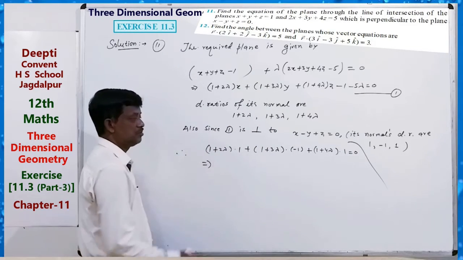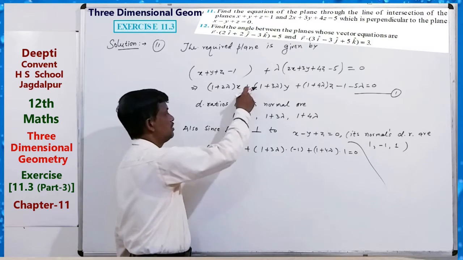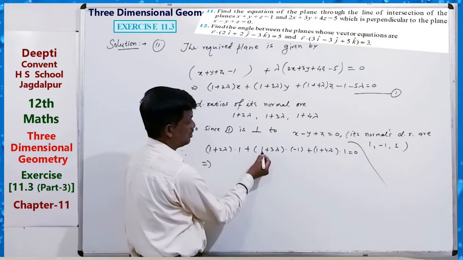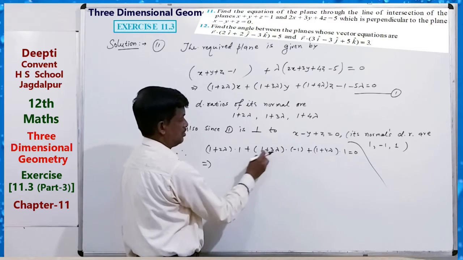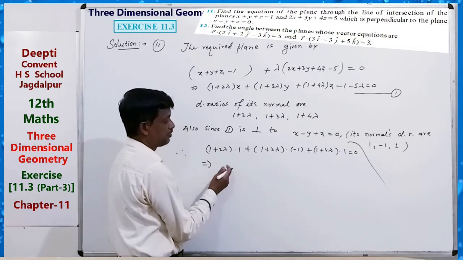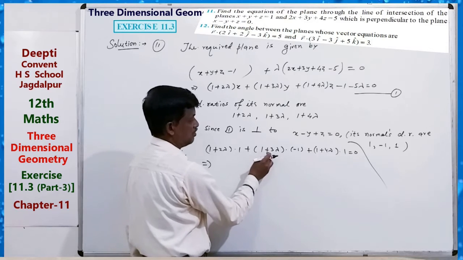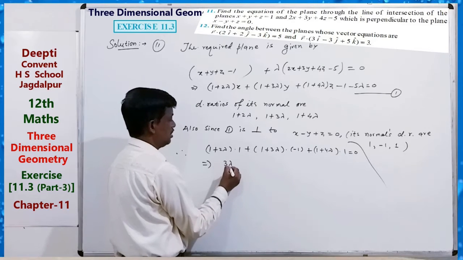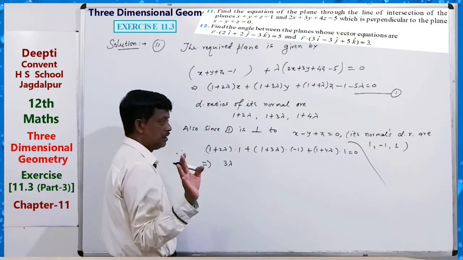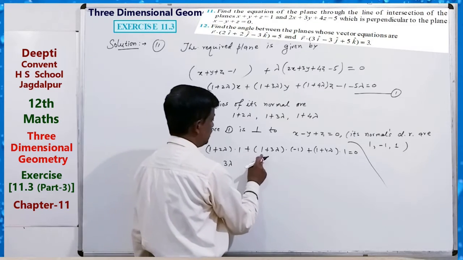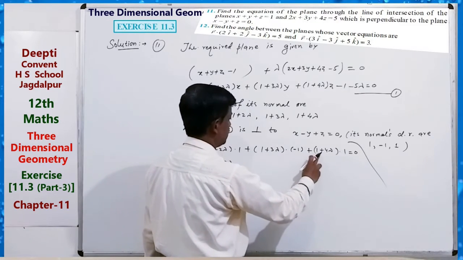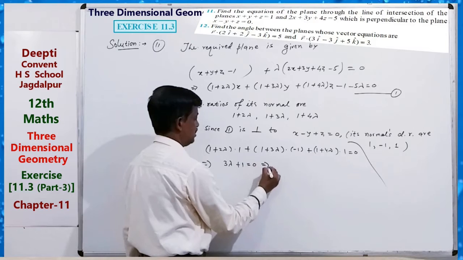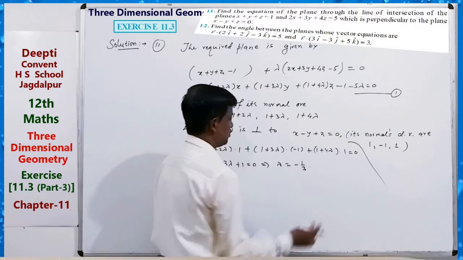Solving it, we can find the value of lambda, and putting it in, we get the equation. So 1 minus 1, the 1s cancel, and 2 lambda minus 3 lambda plus 4 lambda is 6 lambda minus 3 lambda, so 3 lambda. Clear? And the 1 plus 1 gives 2. Here lambda equals minus 1 by 3. So lambda equals minus 1 by 3.